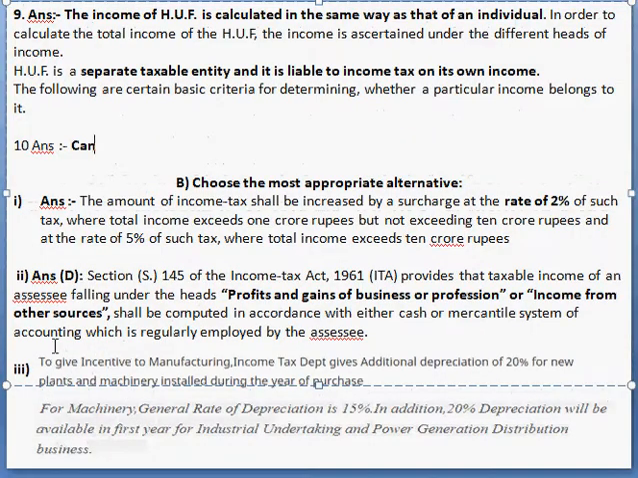Now let's see how. As per section 145 of the Income Tax Act 1961, taxable income of an assessee falling under the head of profits and gains of business or profession or income from other sources shall be computed in accordance with either cash or mercantile system of accounting which is regularly employed by the assessee.